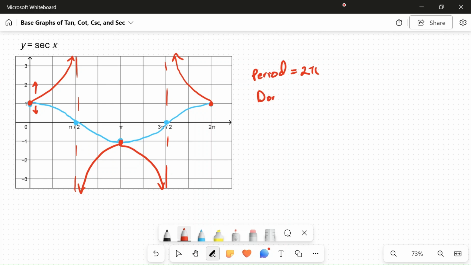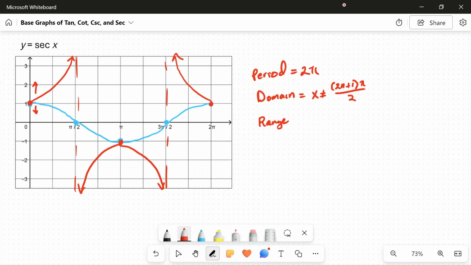For the domain, this is a little harder to write, but at what x values do we get vertical asymptotes? It's all of the odd multiples of pi over 2. So pi over 2, 3 pi over 2, 5 pi over 2. So we could write that same thing again, 2n plus 1 times pi over 2. And that's the domain restriction that we have. So x can be anything except those odd multiples of pi over 2.